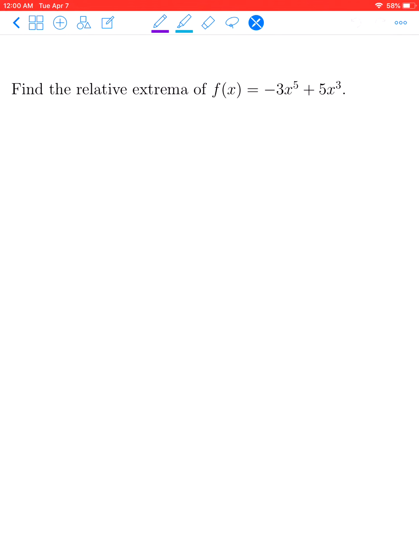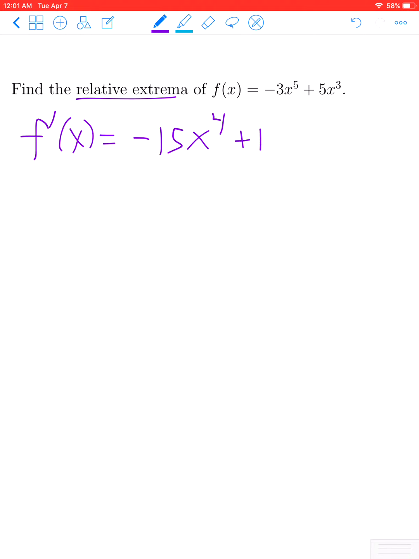Let's take a look at example 4. We were asked to find the relative extrema of f of x equals negative 3x to the fifth plus 5x cubed. Anytime we want to find extrema, it's going to begin by finding the critical numbers. Let's find the derivative. F prime of x would be equal to negative 15x to the fourth plus 15x squared.